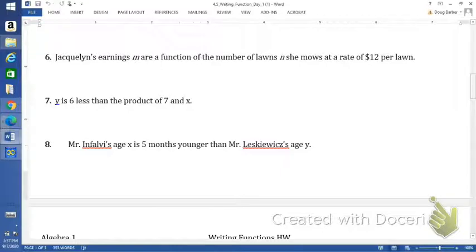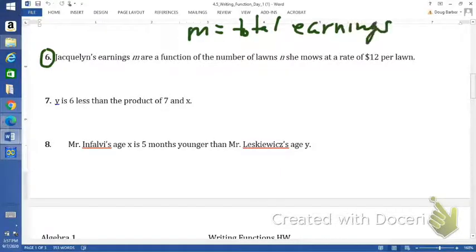Okay, number 6. Again, we're doing the evens. Jacqueline's earnings M are a function of the number of lawns N she mows at a rate of $12 per lawn. Alright, your two variables. M is total earnings. N, let's write N down here. Number of hours, I'm sorry, N is the number of lawns.